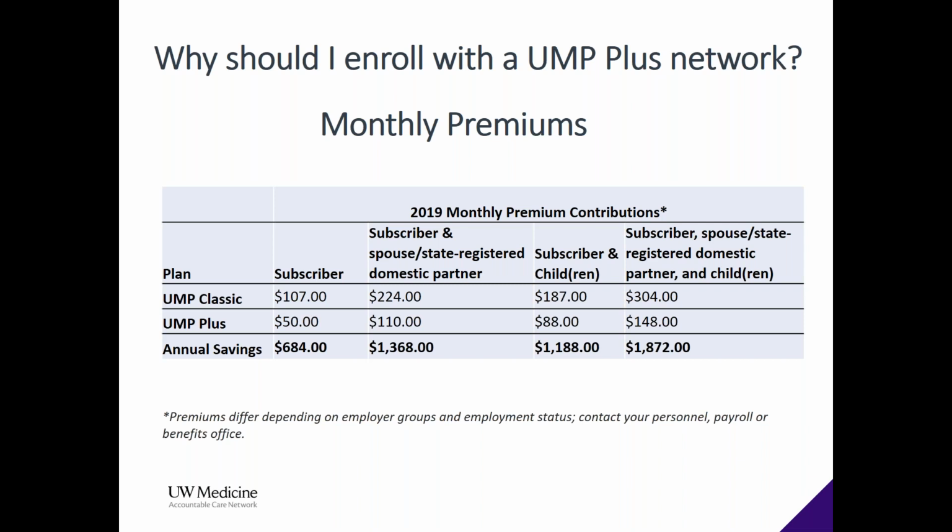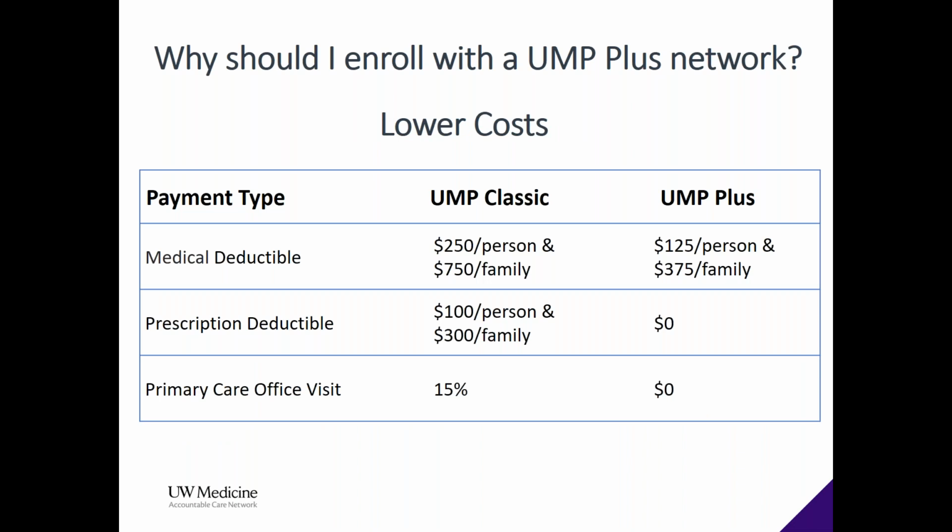Which is your category? At the bottom of each column is how much you'll save annually in monthly premiums alone. For example, at the bottom of the column to the far right of the table, in bold, is the annual savings for a full family when UMP Plus premiums are compared to those in UMP Classic, a savings of nearly $1,900 just in premiums. Here are a few more figures comparing the 2 plans.